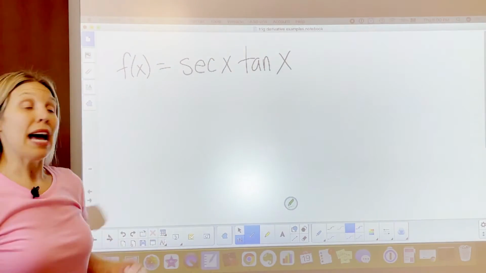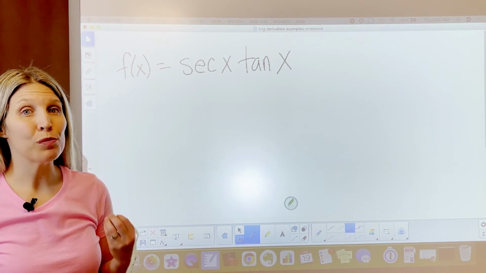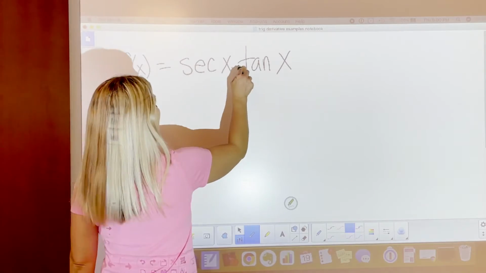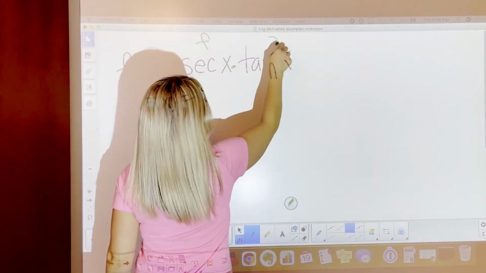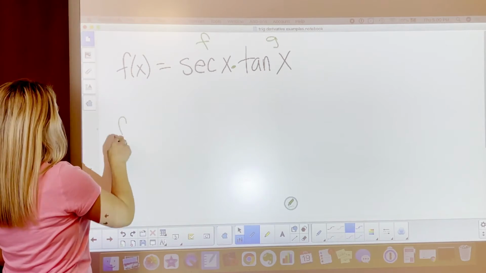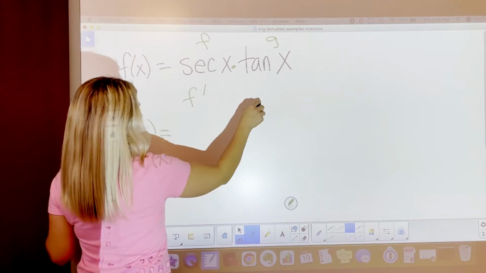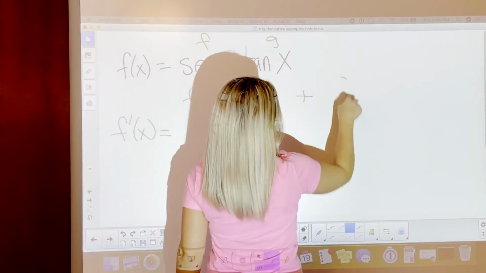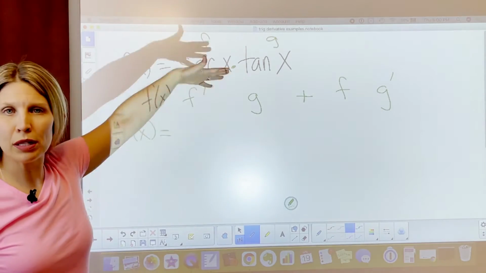All right, so now we're going to do another product rule problem. So we have secant x times tangent x. So this is my f part, this is my g part. So f prime equals, remember it's f prime times g plus f g prime. I always like to write out the rule because then I'm just plugging in.